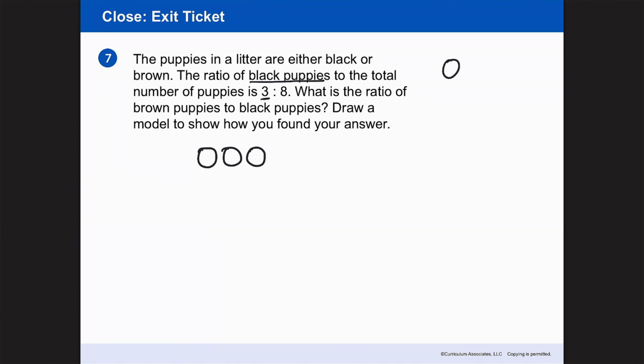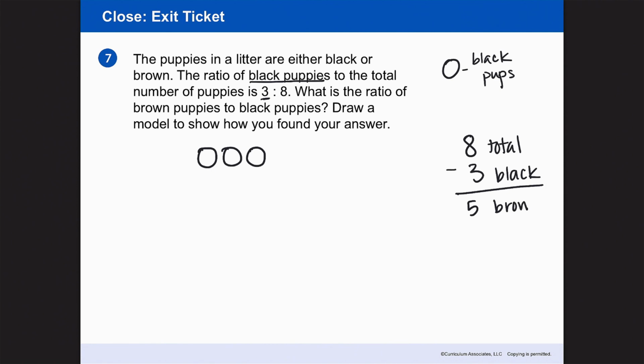Okay, so I'm just going to make a key over here. This is black puppies. Okay, and then it says the total is 8. So what I have to do here is I have to subtract. If I have 8 total, to find the brown puppies, I need to subtract the black puppies. So 8 minus 3 is 5. So my whole number, which is 8 puppies altogether, minus the black puppies, is going to be 5. And that means I have 5 brown puppies.